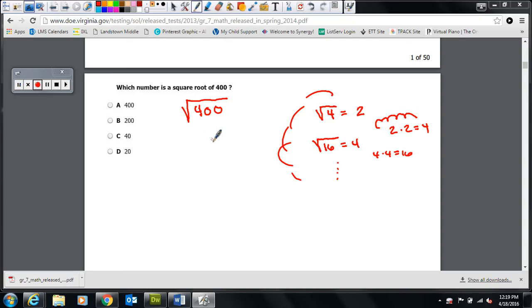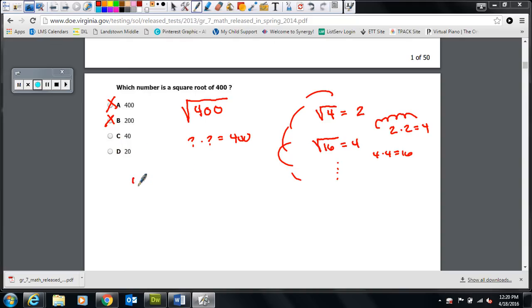What we're looking for is what number times itself equals 400. Now I know that 400 times itself does not equal 400. That doesn't even make sense. 400 times 1 equals 400, but not times itself. And I know 200 times itself does not equal 400. 200 times 2 equals 400, but 200 times 200 is like 40,000 or something like that. So that's not possible. So now we just look at these last two possibilities, 40 and 20.